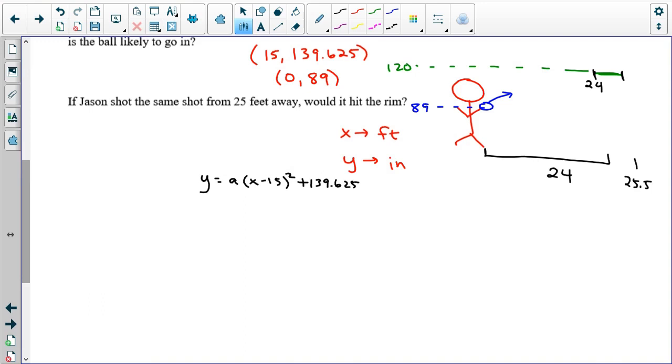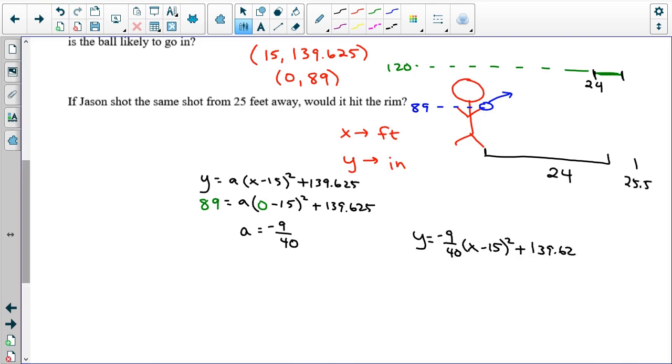I substitute in 89 for y and 0 for x into this equation. I subtract 139.625 from both sides and divide by 15 squared. And if I do that, I get a equals negative 9/40. So my equation is y equals negative 9/40 times (x minus 15) squared plus 139.625. Now my job is to figure out if the ball is likely to go in.